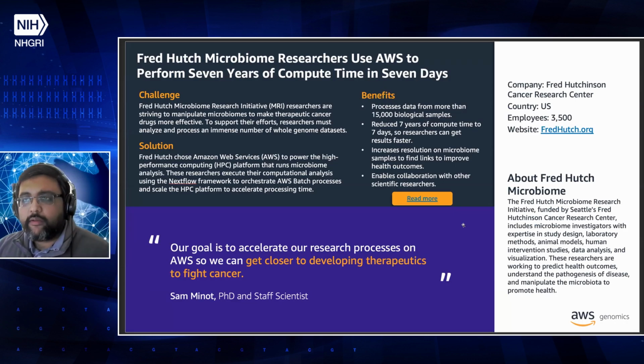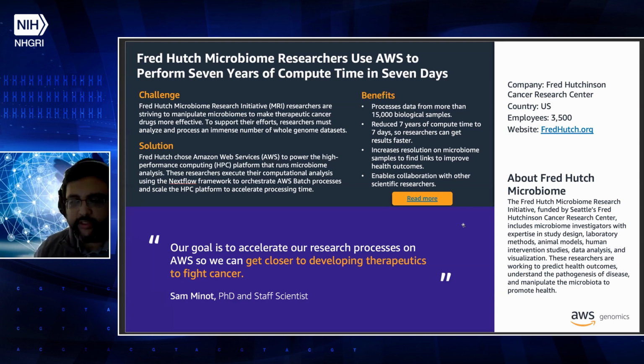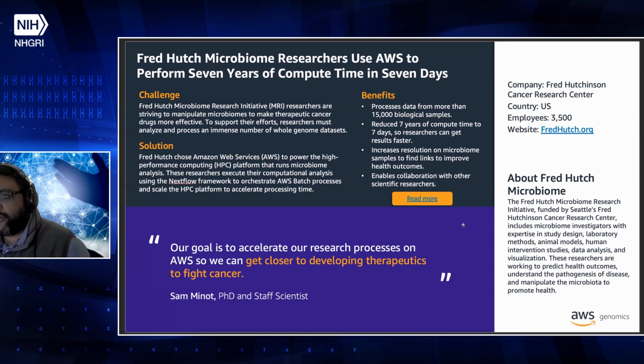Here is one example of a particular research institute, in this case Fred Hutch Institute in Seattle, that moved their infrastructure to AWS, using EC2 with Nextflow workflows running using AWS Batch. They were able to analyze some 15,000 biological samples that would have taken them some 7 years to process in under 7 days. It allows you to speed up that experimentation process and get to the science faster.